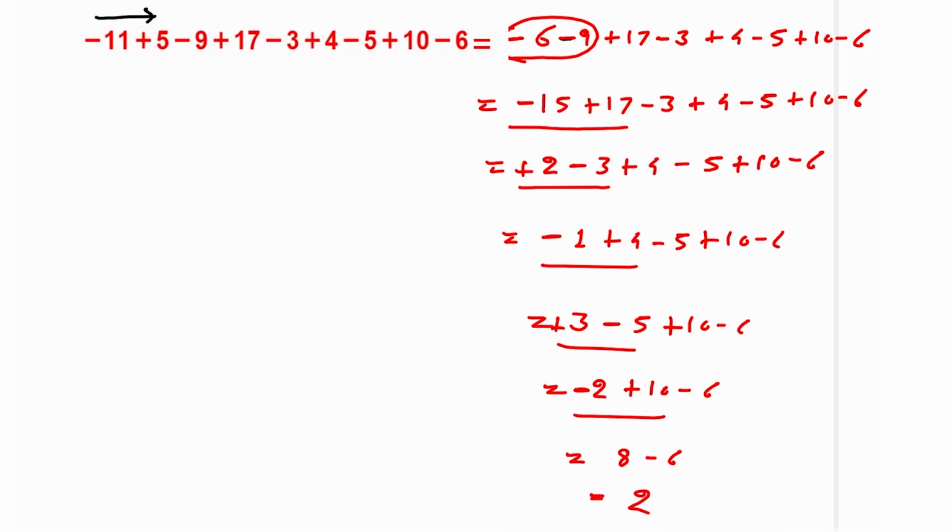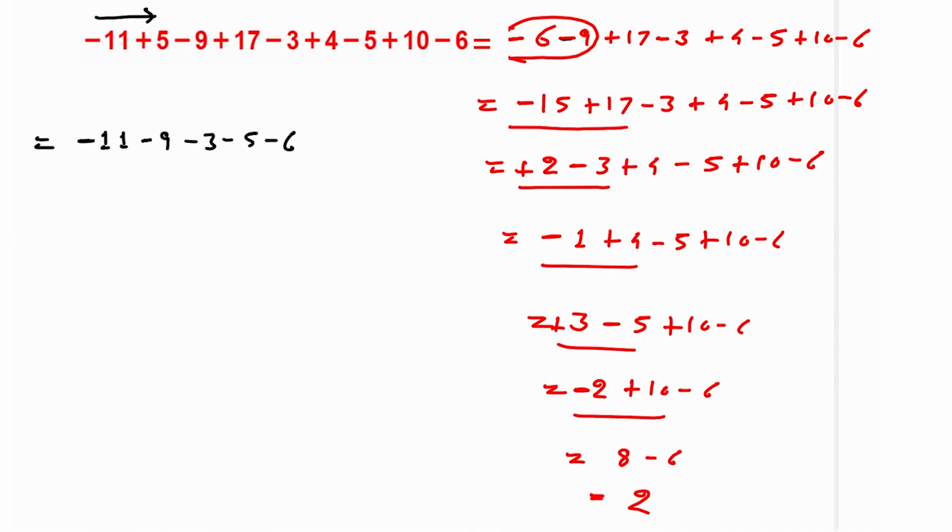Pick up all the numbers which are negative and which are positive. So what we are trying to do is, let's pick up all the negative numbers. So the first negative 11, then the negative 9, then the negative 3, then the negative 5, then the negative 6. We could have picked up the positive ones first. The reason the negative came in the front, we are just picking up all the negative numbers.